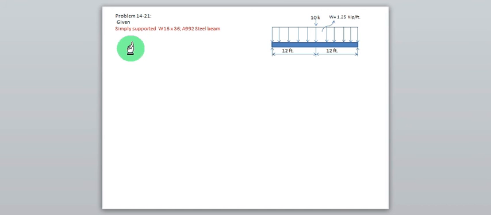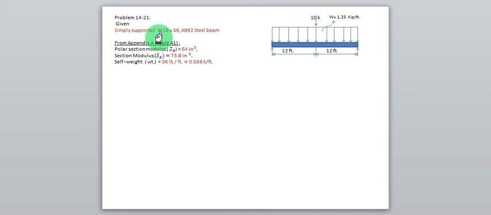So as we know, the beam is W 16 by 36. From Appendix A, we can get the properties of the material like the plastic section modulus value, section modulus values, and self-weight of the beam, that is 36 lbs per foot. When we convert from pounds to kips, it is 0.036 kips per foot. And we can get the depth of the beam and thickness of the web from the table.